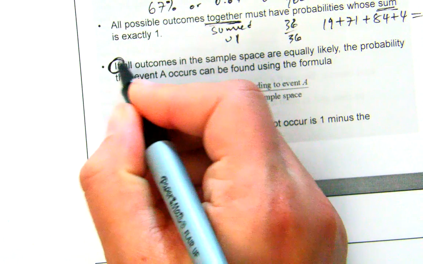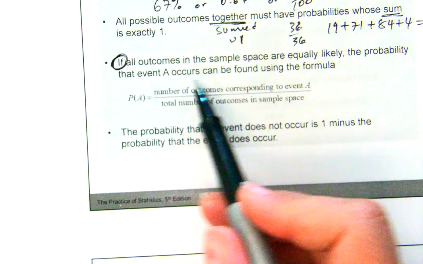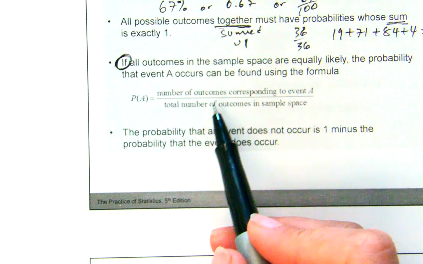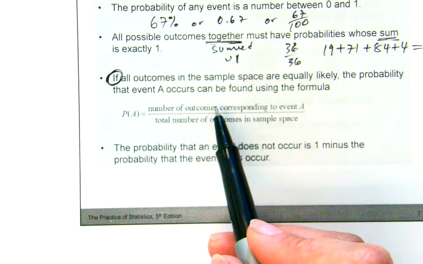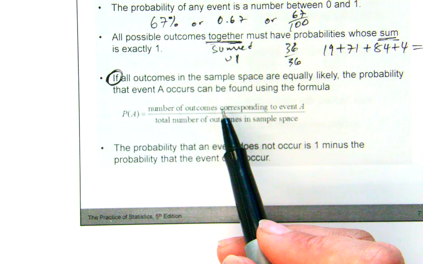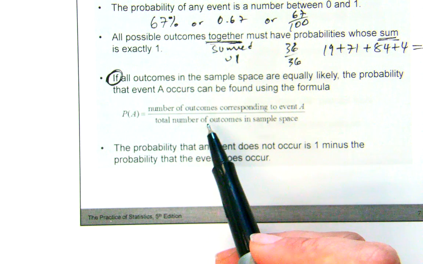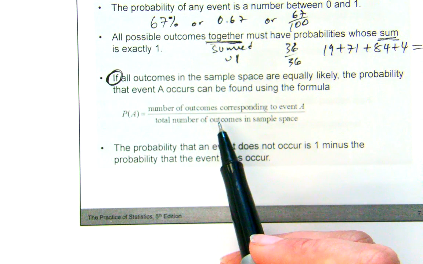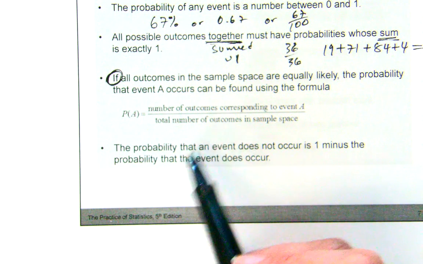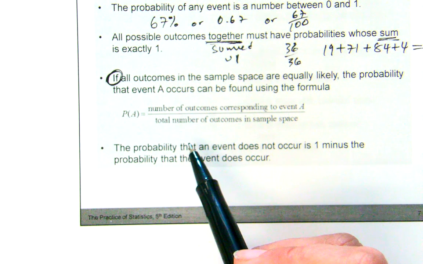huge if, the probability that event A occurs can be found using the formula, just like we did for the dice: the number of outcomes corresponding to event A, a pair or whatever sum you're looking for, out of the total number of outcomes, like 1 out of 36, if they are equally likely.